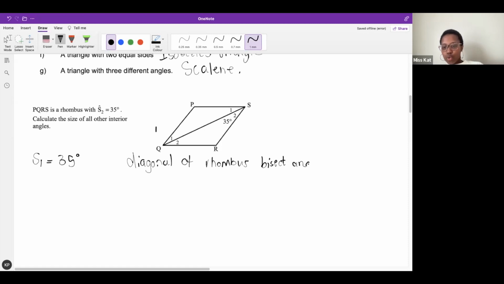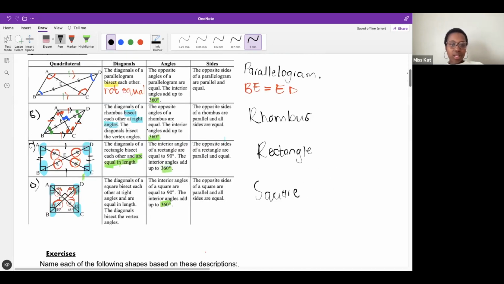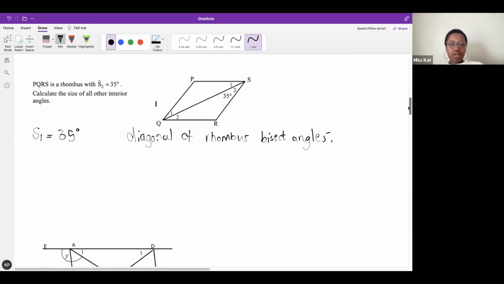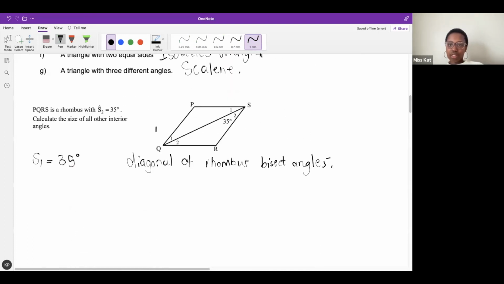the angles. This goes back to knowing our properties, guys. The diagonals of a rhombus bisect our angles. It was part of our properties. Look at there. Okay, the diagonals bisect the vertex angles. Can you see that? Diagonals bisect the vertex angles. So the diagonal of a rhombus bisects the angles at the corners, at the vertex.